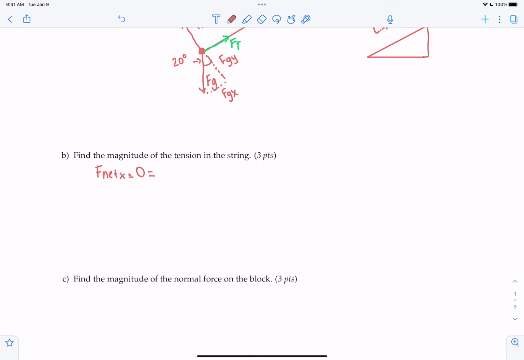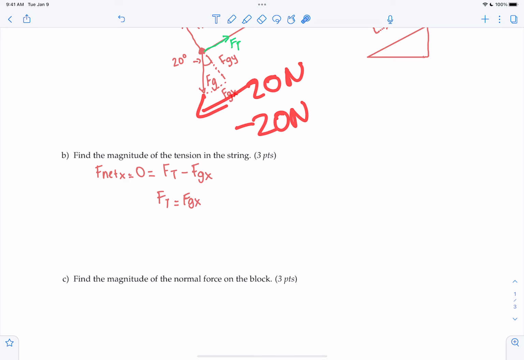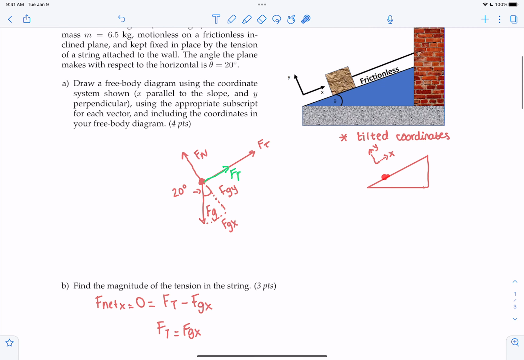We know that F net x is made up of a tension force to the right and then an x component of the gravity to the left, right? That would mean that force of tension is equal to FGX, or at least the magnitude of FGX, right? Because the FGX force, let's say it could have a magnitude of 20 newtons, but it's technically negative 20 newtons, because it's pointing to the negative tilted x-axis, along that parallel line there.